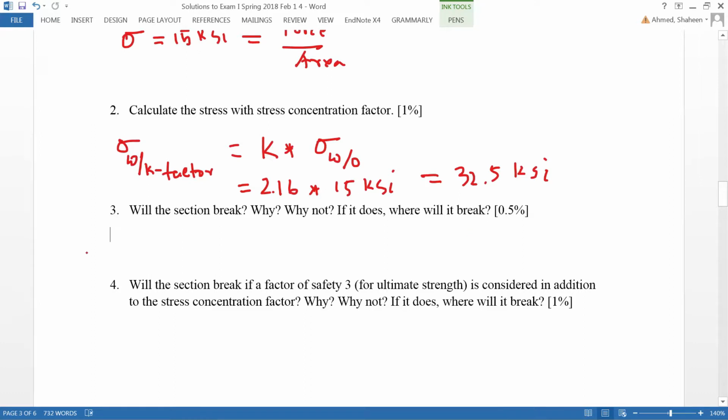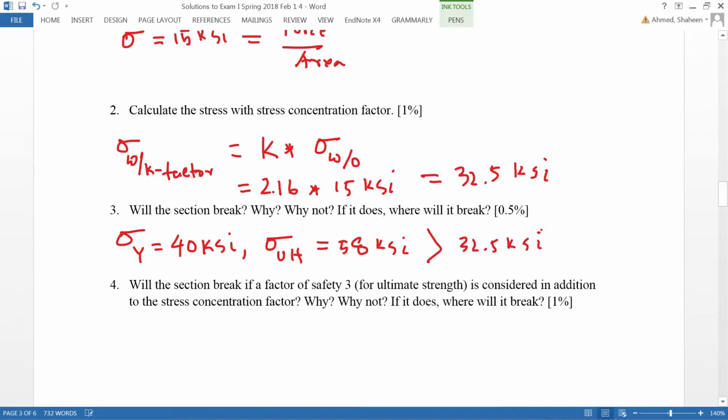Now will this section break if we don't consider the factor of safety? The answer would be no, because the yield strength we have seen before for stainless steel was 40 ksi, and the ultimate strength found from the appendix was 50 ksi. Both of them are higher than 32.5. So if we don't consider the factor of safety, it will not fail. So we can say here, not fail.